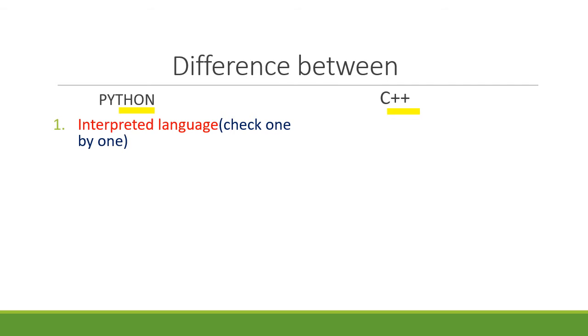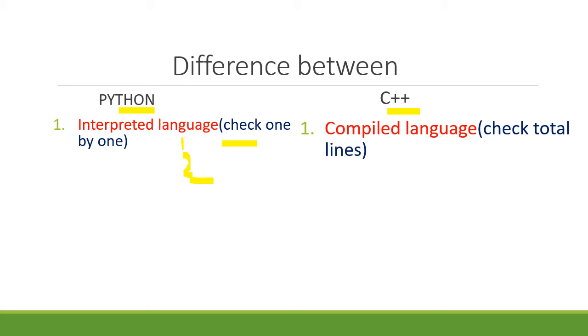First point, Python is an interpreted language. Interpreted means it checks the lines one by one. For example, if you have two lines in the program, only if the first line has no error does it go to the second line. But C++ is called a compiled language. It checks all the lines. For example, if you have two lines, it shows the total errors in the two lines. The interpreter checks one by one, but the compiled language checks the total lines we have.